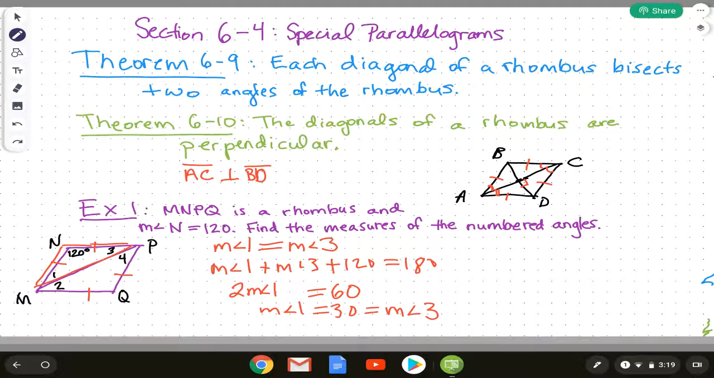Okay, so once we know that, then we're going to use theorem 6.9, which tells us that the diagonal bisects the angles. So at NPQ here, 3 and 4 are the angles that are cut off by this diagonal that we know is bisecting it. So that means the measure of angle 3 has to equal the measure of angle 4. And at the other end, at M, angle 1 and angle 2 are also going to be the same because that diagonal bisects the angle at M. So the measure of angle 2 is also equal to the measure of angle 1. So all of those are 30 degrees.